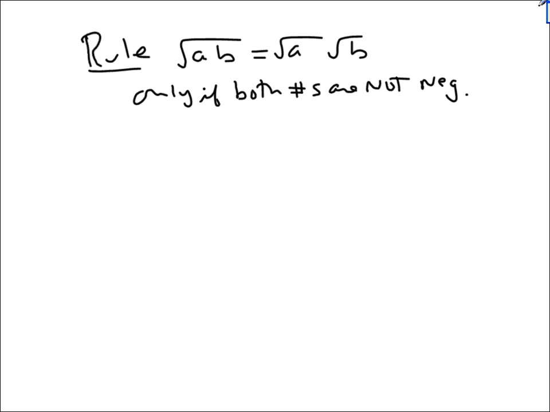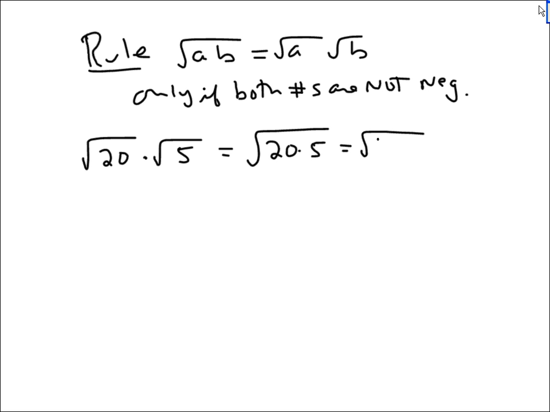That is, if somebody asks you, well, what is the square root of 20 times the square root of 5? Well, you don't know the square root of 20, you don't know the square root of 5, but you know what? It equals the square root of 20 times 5, but 20 times 5 is 100. And here's, you know why. You know the square root of 100.